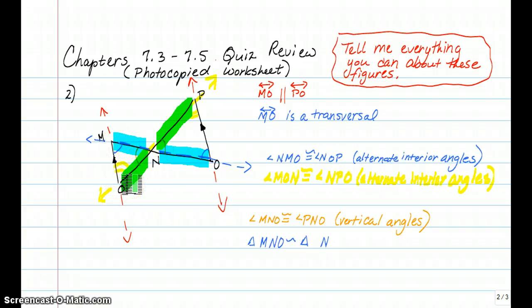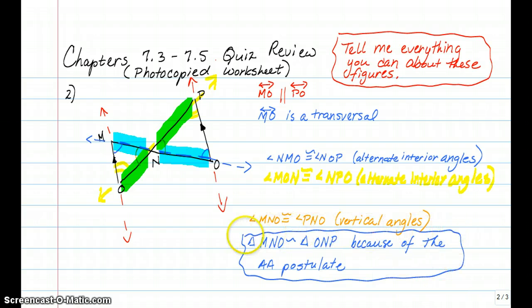which means that if we go MNO, M would correspond to O, so it would be ONP. That's how you write your similarity statement, and it's similar because of the angle-angle postulate. Two angles are congruent, so therefore it is similar. Now keep in mind, to be similar figures, in this case similar triangles, all the angles have to be congruent, and then the sides of your figure have to be proportional. Okay, moving on to the next figure.